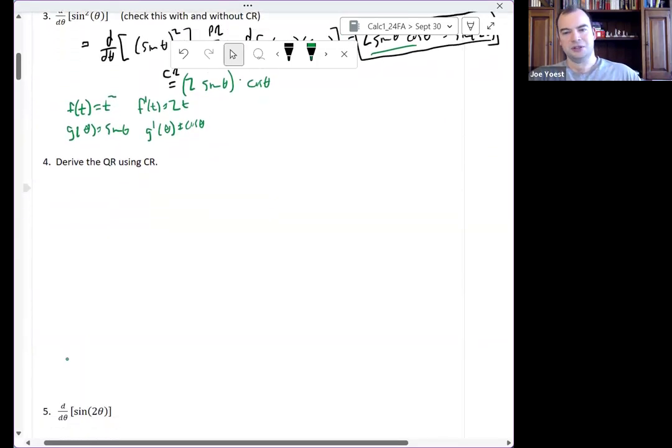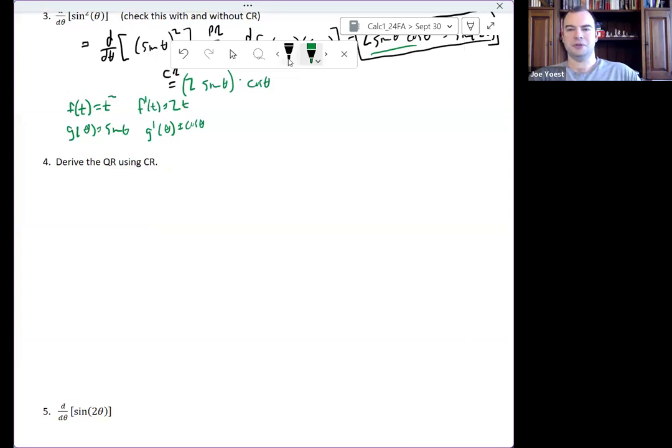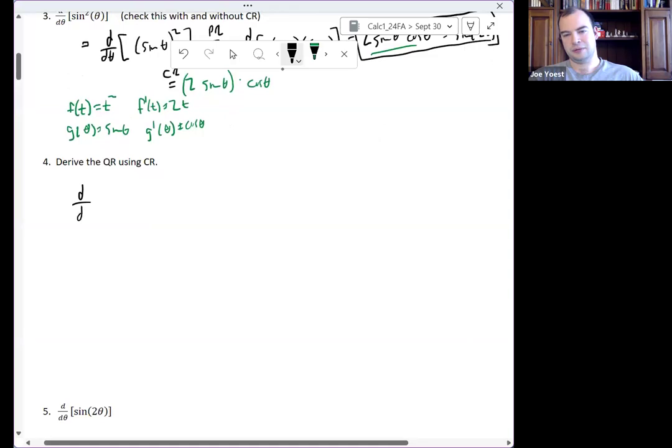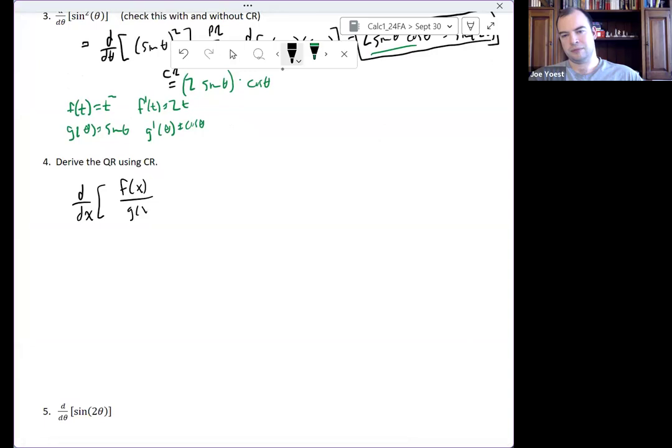Okay, let's also look at deriving the quotient rule using the chain rule. And the key is to think of the quotient as f of x times g of x to the minus 1 power.